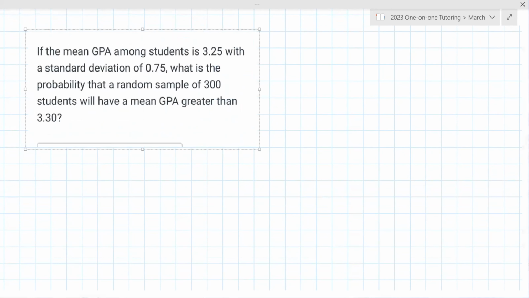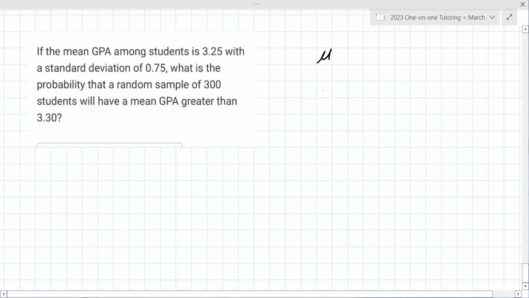It says if the mean GPA among students is 3.25 with a standard deviation of 0.75, what is the probability that a random sample of 300 students will have a mean GPA greater than 3.30? Will you tell me the mu, sigma, and the n from this problem? Okay, so 3.25 is the mu, and then 0.75 and 300.